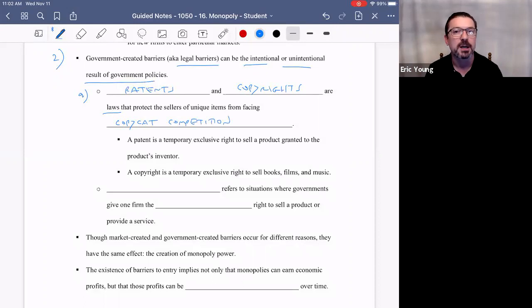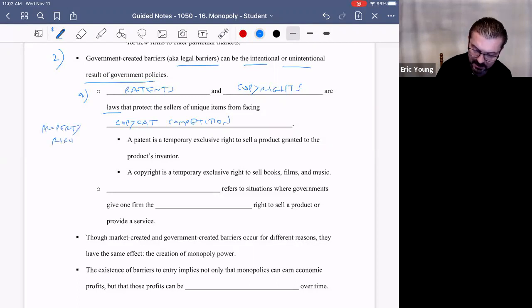You invent a product, you invent a process, you record a song, you patent something, you have the exclusive right to use it, protected by law, right? That's property rights. This goes back to our idea from earlier lectures of property rights. If you have a patent or a copyright, that item is yours and nobody else can use it or sell it unless you allow them to. And therefore you get some monopoly power out of that.